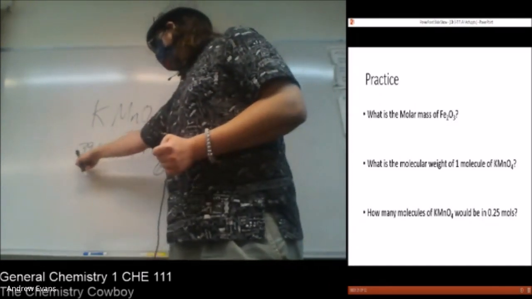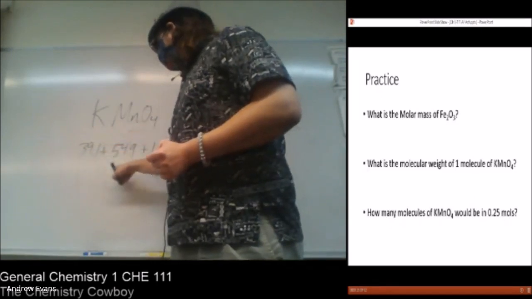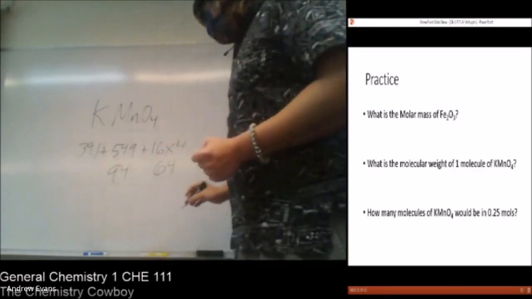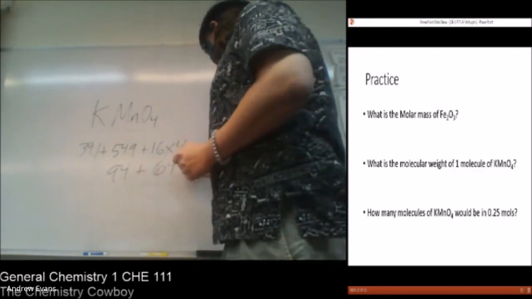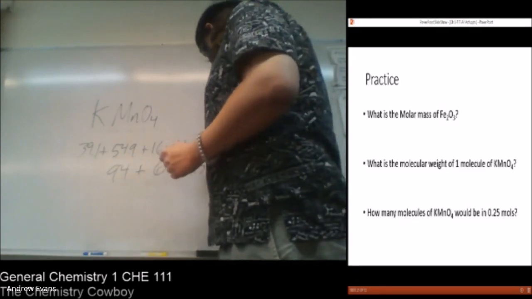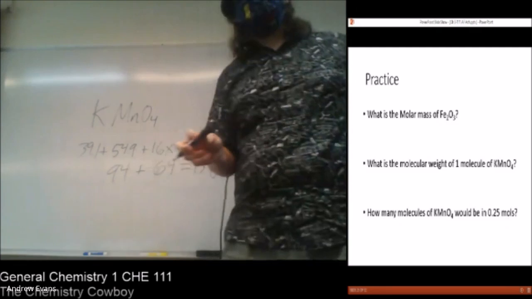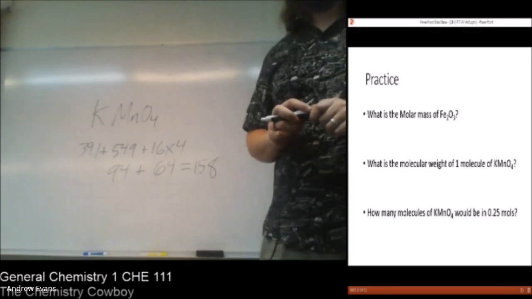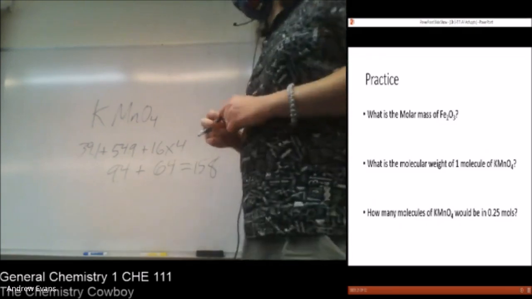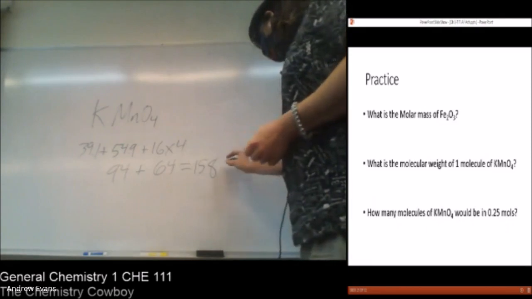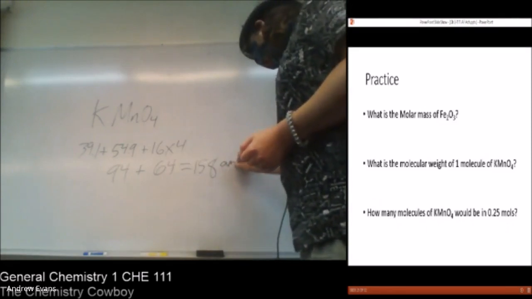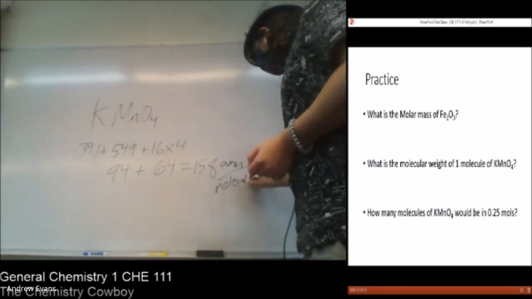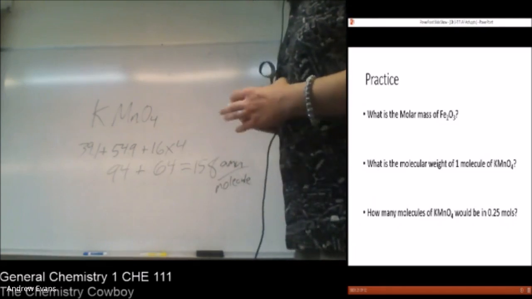39.1 plus 54.9, that's 94. 94 plus 64 is 158. Completely different compound. It just coincidentally weighs almost the same mass. But that would be units of AMU per molecule, because we're looking at the molecular weight.